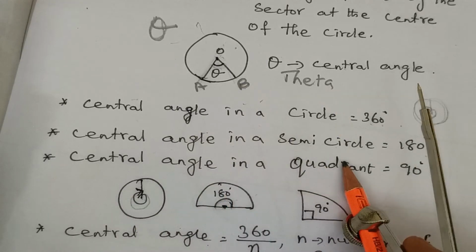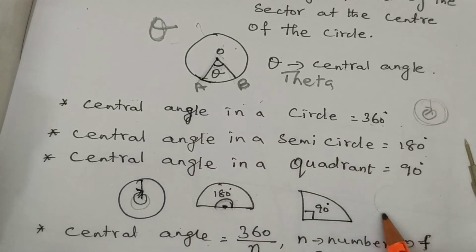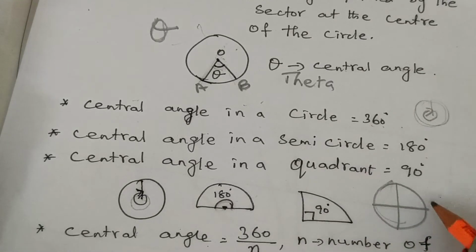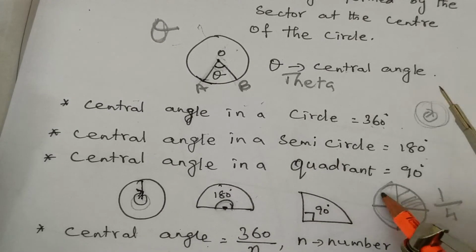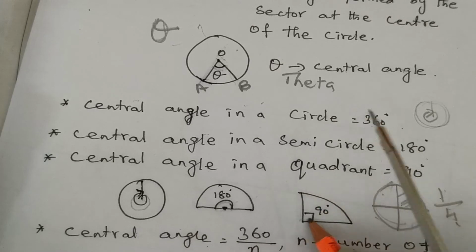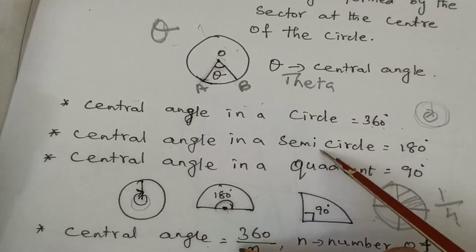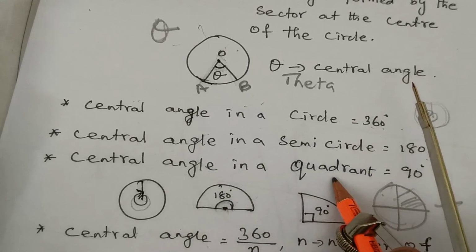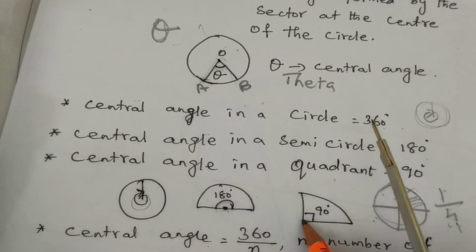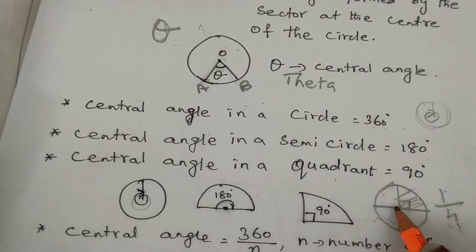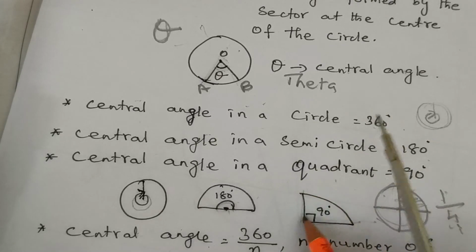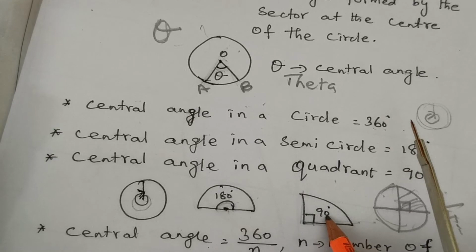Next, central angle in a quadrant. Quadrant means 1/4 of a circle. You have a circle and divide it into 4 equal parts. Each part is called a quadrant, meaning 1 out of 4 parts. Half of a circle is a semicircle, and 1/4 of a circle is a quadrant. And what is the angle in a quadrant? This is the center of the circle. We know this is the horizontal line and this is the vertical line. The angle between a horizontal line and a vertical line is always a right angle, which is 90 degrees.